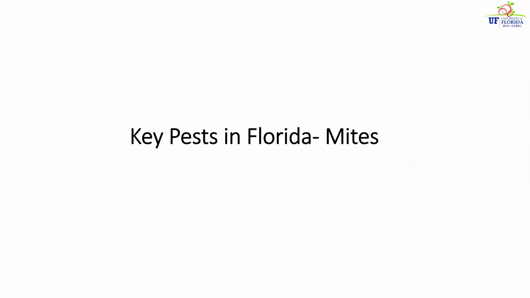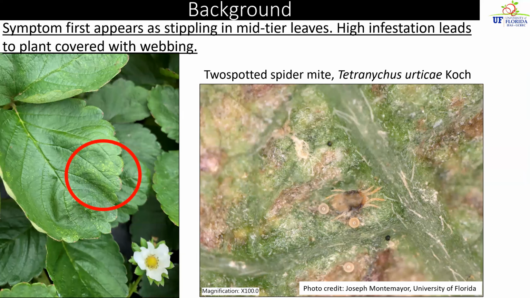Mites form another pest complex in strawberries, especially the two-spotted spider mites, seen here in the picture on the right, with eggs that are spherical in shape and laid on fine webs on the leaf surface. Initial infestation becomes evident as stippling on mid-tier leaves. Severe infestation is clearly visible because of webbing on the plant.